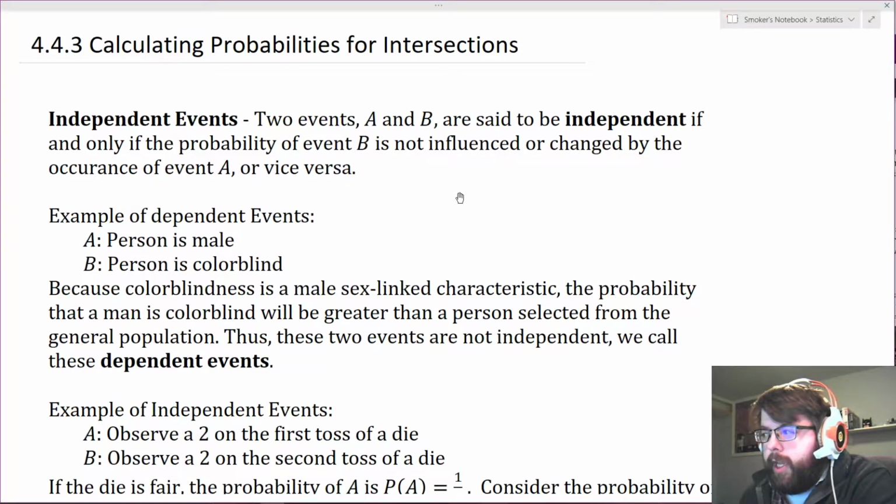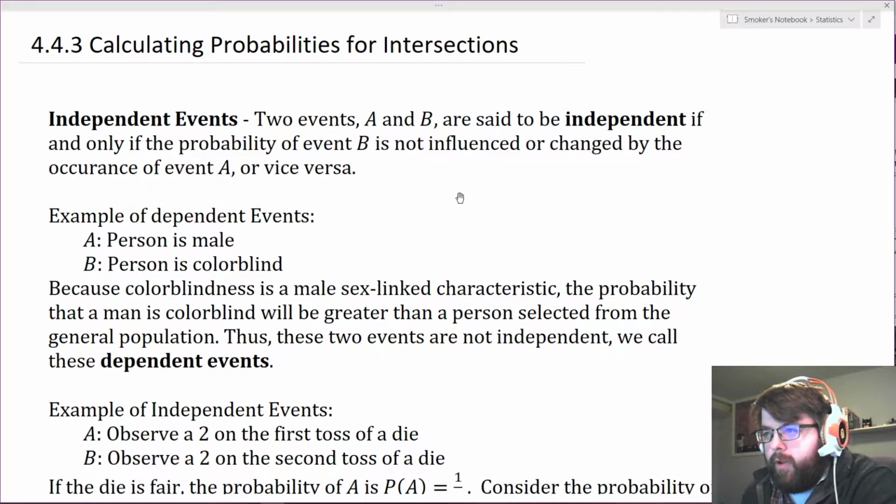But before we look at that, we have to define something: independent events. Last part, 4.4.2, we talked about mutually exclusive events, which is two events where if one happens, the other cannot happen. If they're mutually exclusive, they share nothing in common. Independent and mutually exclusive are often confused, but they are two different things.